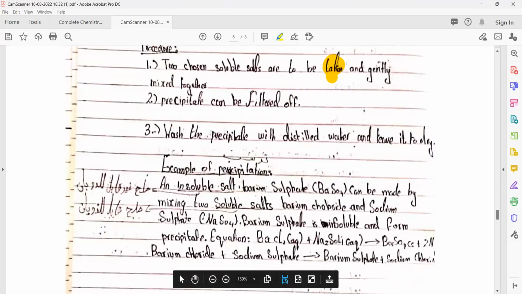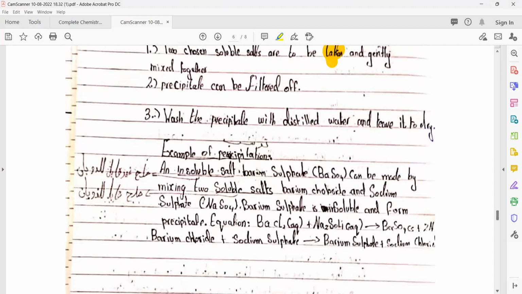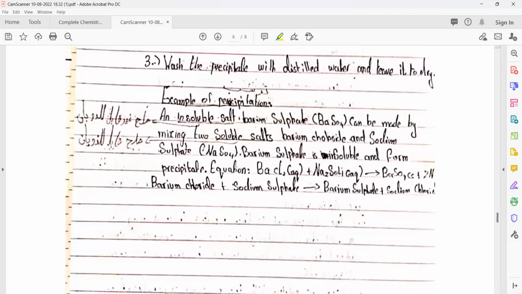Now examples of precipitation. Which kinds of salts can give you precipitations, okay?